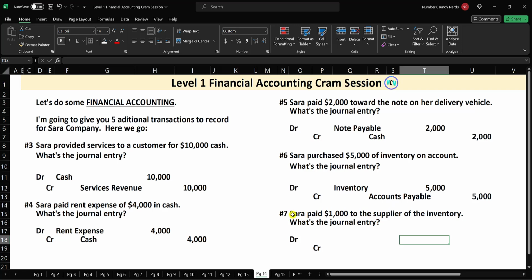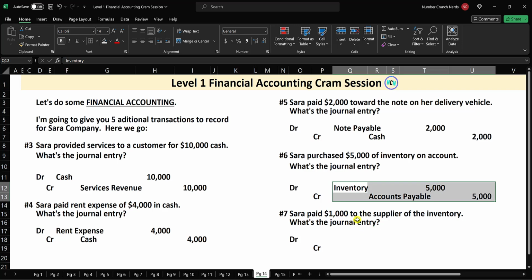Next entry. Sarah paid $1,000 to the supplier of the inventory. What is the journal entry? Okay, so now in journal entry 6, Sarah purchased the inventory on account. Now, Sarah paid $1,000 to the supplier of the inventory. She made a partial payment of what she owed. She purchased $5,000 total. Now she paid $1,000.